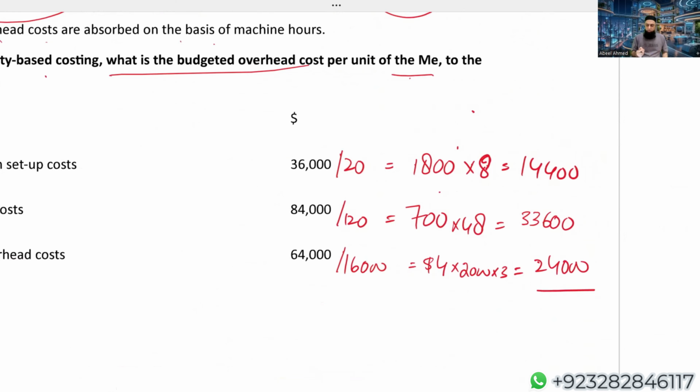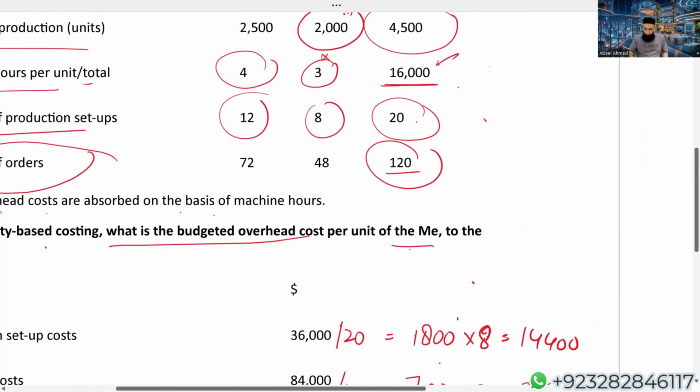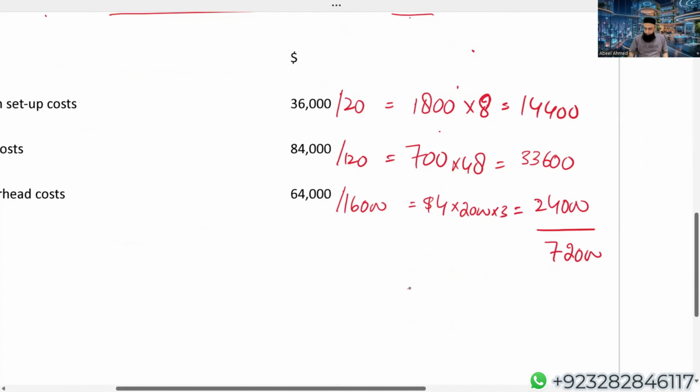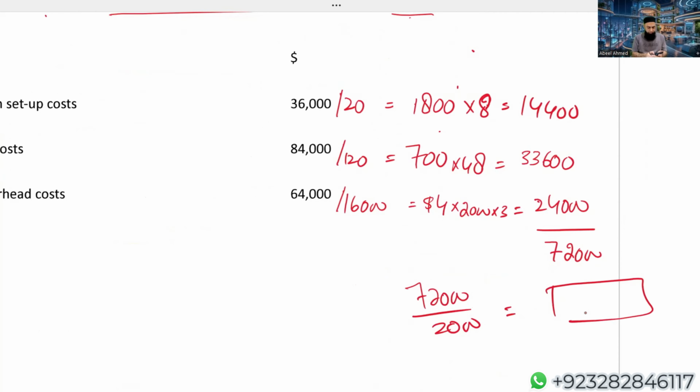So we have allocated the total overheads by using ABC that belong to product me: 14,400 plus 33,600 plus 24,000. The total overheads by using ABC which we have allocated to product me is 72,000. But we need to calculate the per unit cost. How many units of product me? Budgeted units of product me are 2,000. So simply 72,000 divided by 2,000 will give us the per unit overheads. Students, I'm getting 36. Let's see, do we have any option or not?